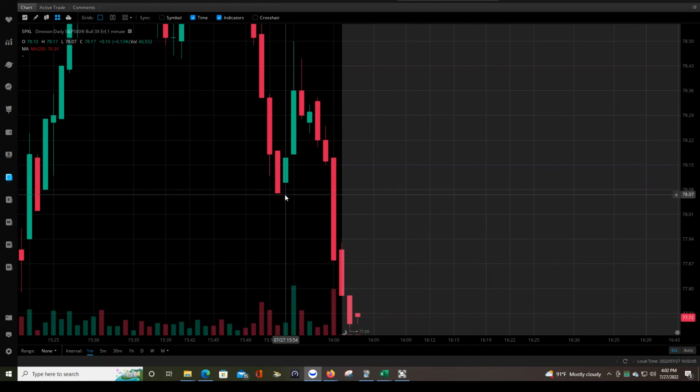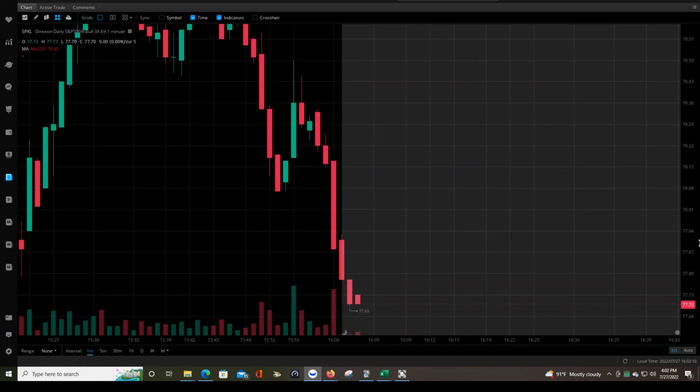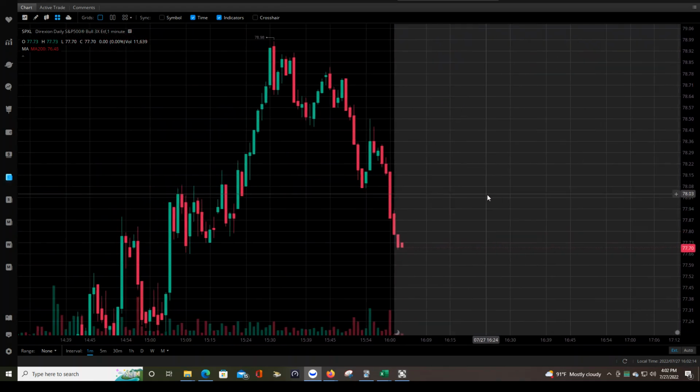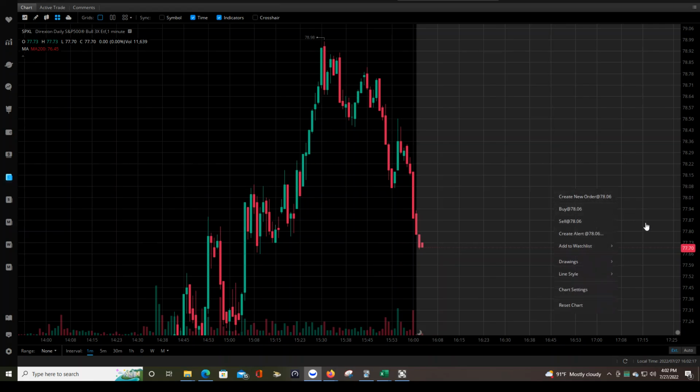Look what happened in the close here. We got out right around this level. Again, I'm not trying to say I knew that was going to happen. I just did what the trading plan told me to do, and that's how we were able to really secure a huge portion of this move.